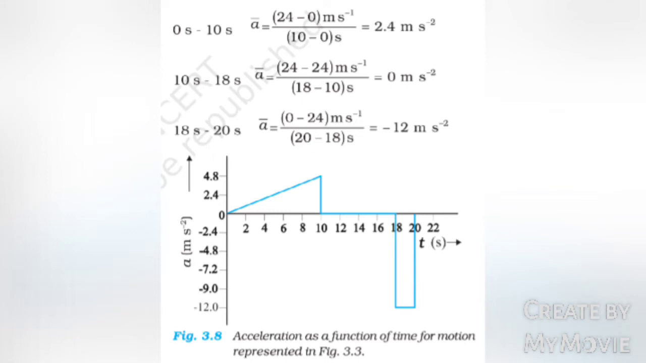From 0 seconds to 10 seconds, average acceleration a equals 24 minus 0 meter per second divided by 10 minus 0 second, which equals 2.4 meter per second square. From 10 seconds to 18 seconds, average acceleration equals 24 minus 24 meter per second divided by 18 minus 10 second, which equals 0 meter per second square. From 18 seconds to 20 seconds, average acceleration equals 0 minus 24 meter per second divided by 20 minus 18 second, which equals minus 12 meter per second square. Figure 3.8, acceleration as a function of time for motion represented in figure 3.3.